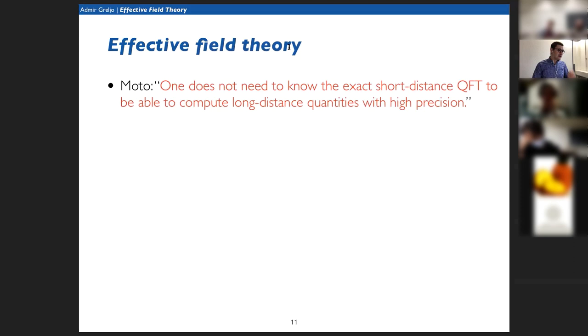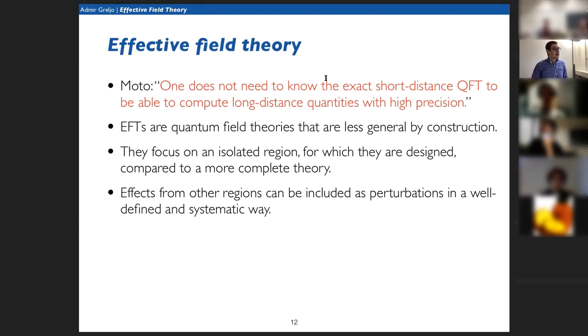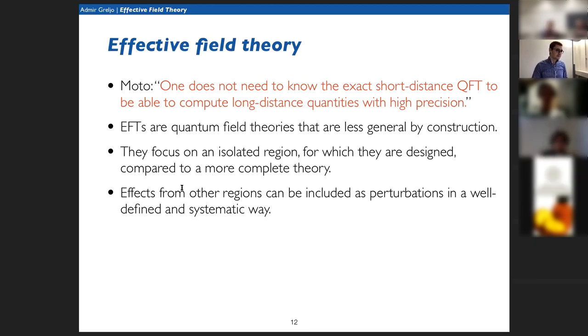So what is an effective field theory? The motivation behind it is that we do not need to know the short distance quantum field theory to be able to compute long distance quantities with high precision. Effective field theories are quantum field theories, but are less general by construction. They focus on an isolated region for which they are deliberately designed, compared to a more complete theory. Effects from other regions are included as perturbations in a well-defined and systematic way. And this is really the advantage of the theory, that you have a perturbation and you have a systematic way to organize things.